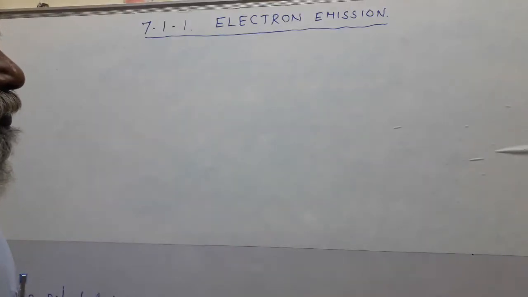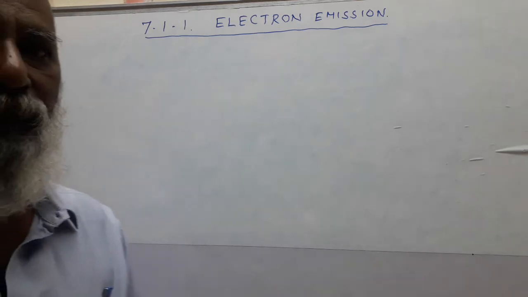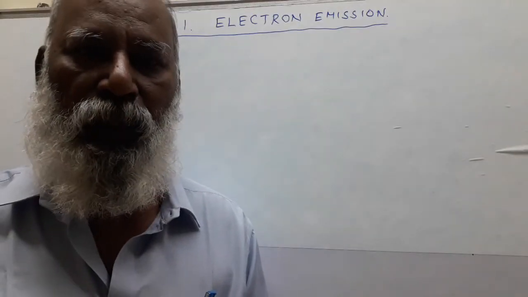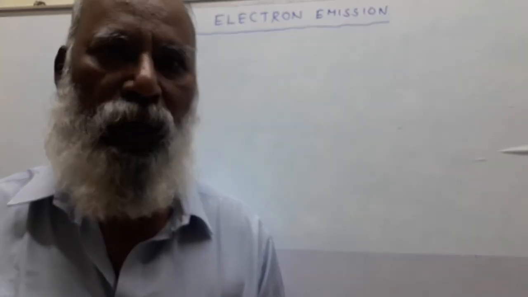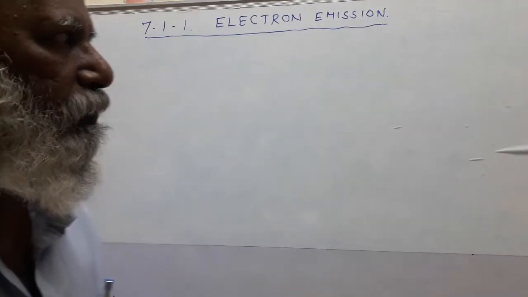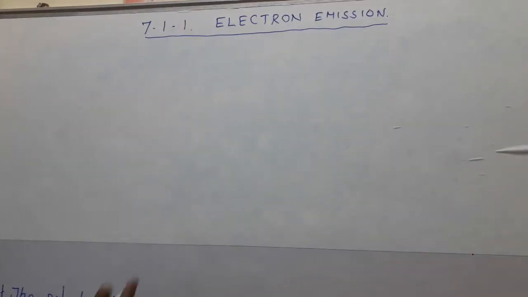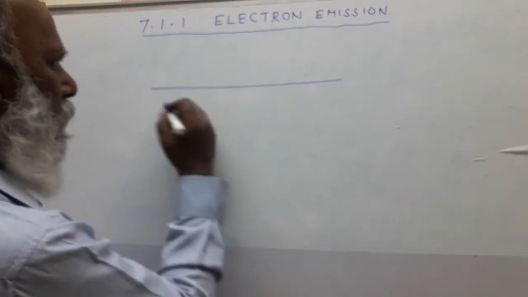Hi friends and my dear students, today we are going to see a very important concept, electron emission, in 7th unit, 2nd volume of physics, 12th standard. Before going to see electron emission, we started with a suitable example.